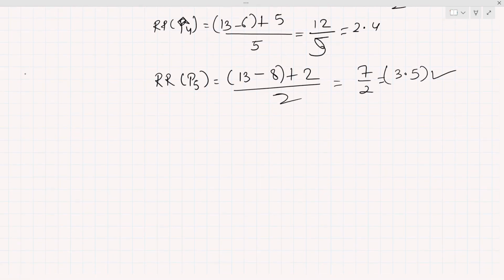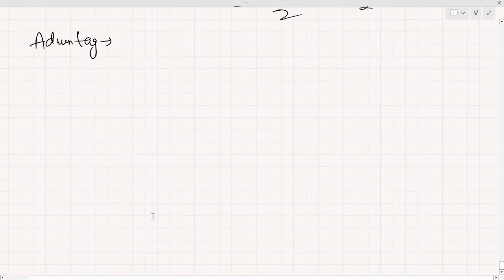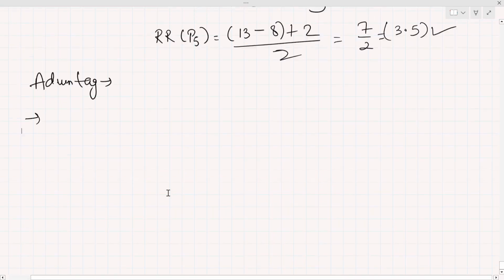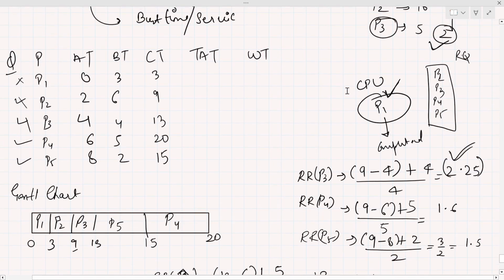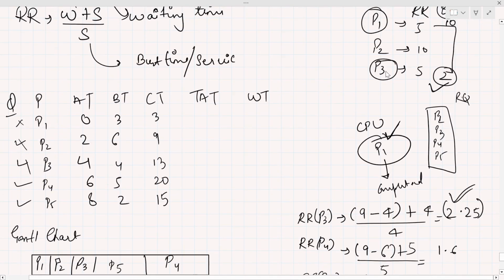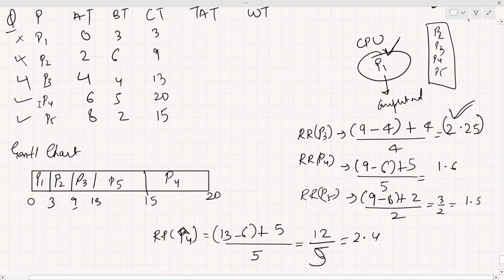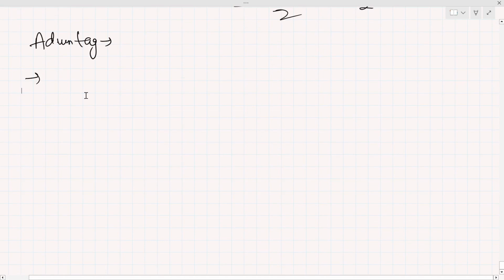Now we have to talk about the advantages and disadvantages of this scheduling algorithm. What is the advantage? What is the drawback in SJF? SJF selects the process that has the smallest burst time. What does this algorithm solve that SJF doesn't do? Processes that have a high burst time will get the CPU.